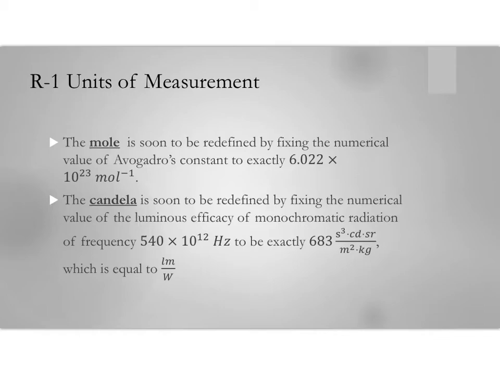The candela is soon to be redefined by fixing the numerical value of the luminous efficacy of monochromatic radiation of frequency 540 times 10 to the 12th hertz to be exactly 683 seconds to the third power candelas, steradians per square meter per kilogram, which is equal to a lumen per watt. Obviously, the standard candela is really supposed to be the amount of light that a candle gives off, 1 candela, and so that's what that is supposed to be.